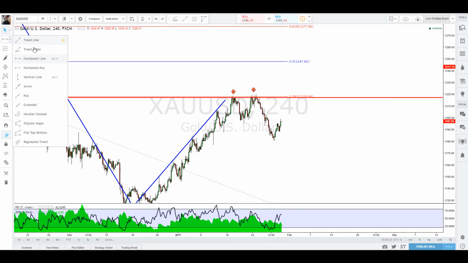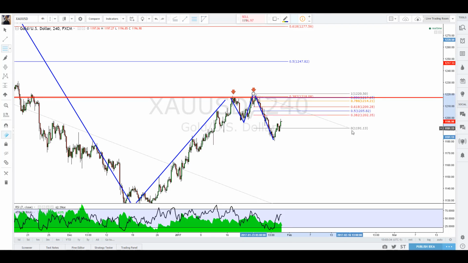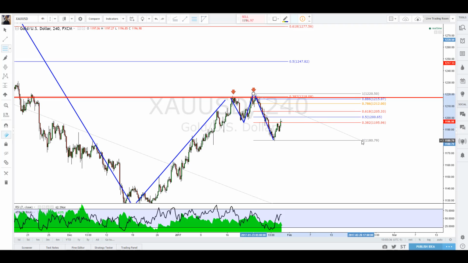Double top has been formed. We draw this in for you guys. Double top has been formed. We have our lower low, lower close. Let me see if a 2618 is still valid. So I take my Fibonacci retracement, bring it on from swing high to swing low.